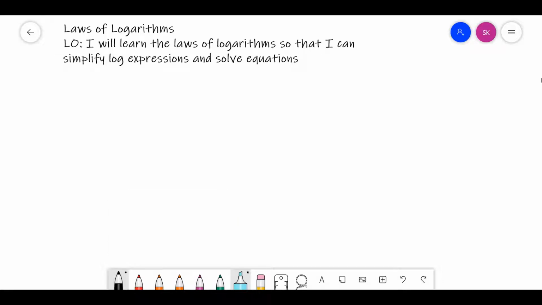This video is all about the laws of logarithms. So the learning objective is I will learn the laws of logarithms so that I can simplify log expressions and also solve equations involving logs. So write that down, please. Pause the video so you've got time to do that, and then we'll get started.